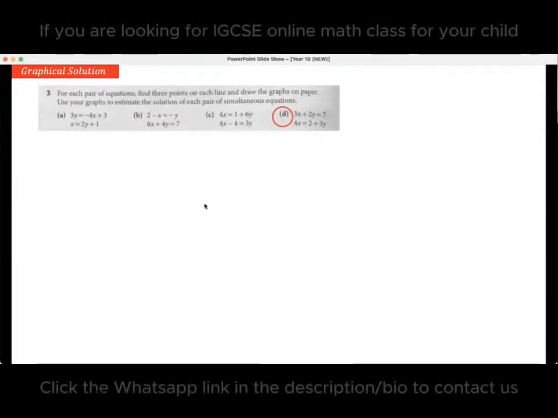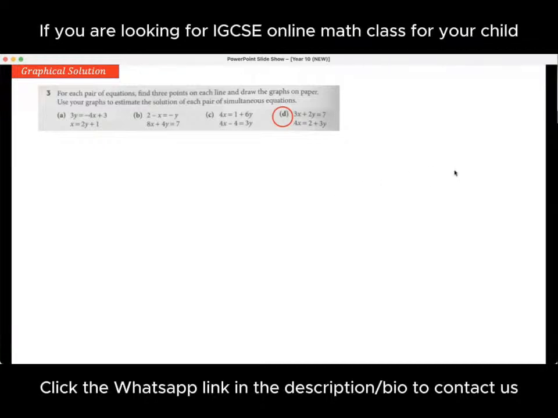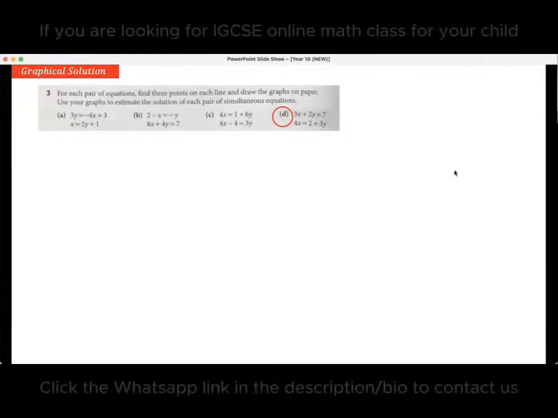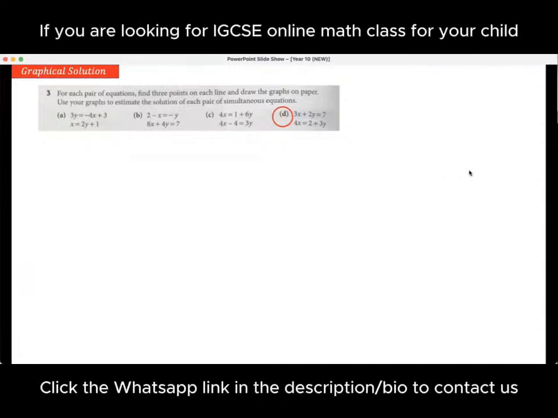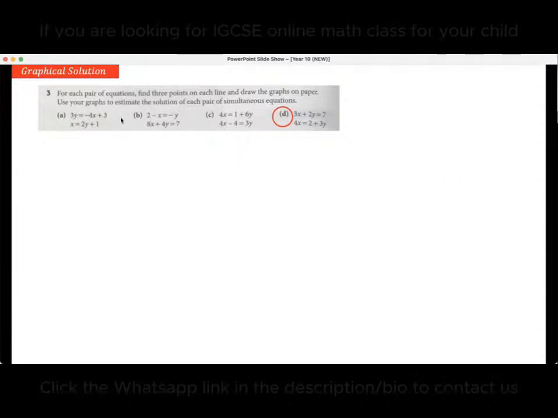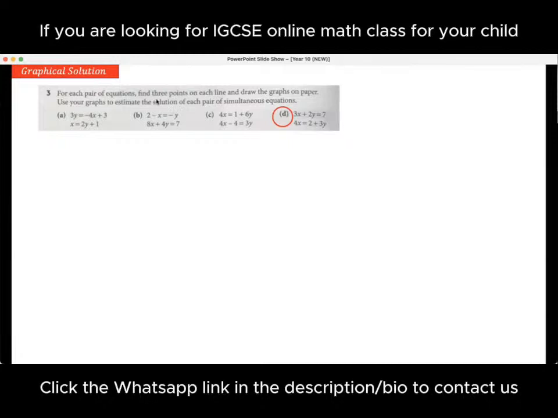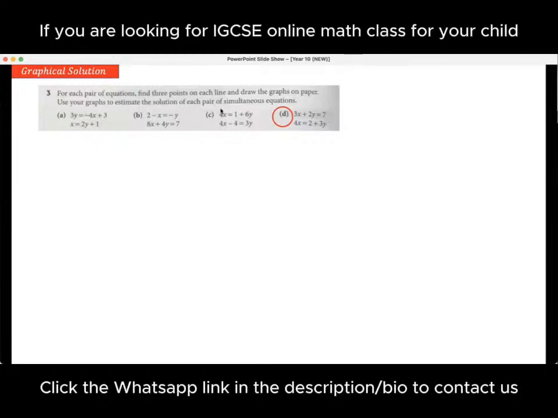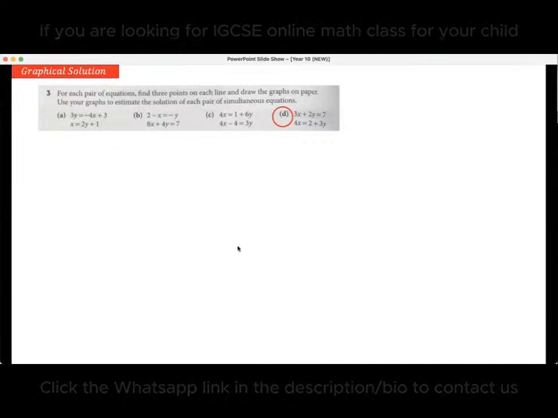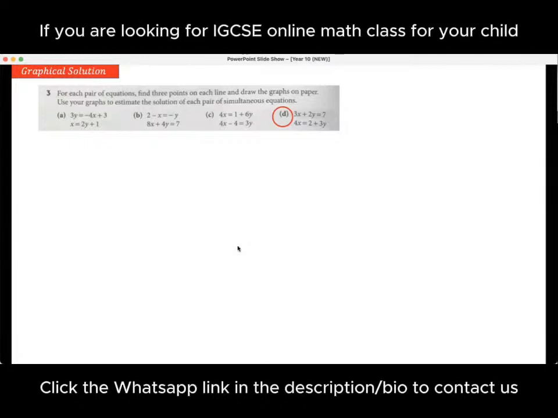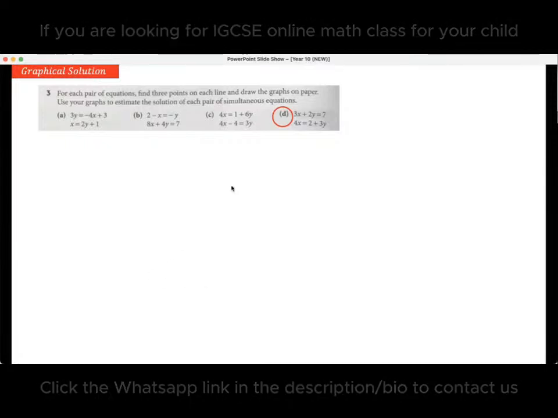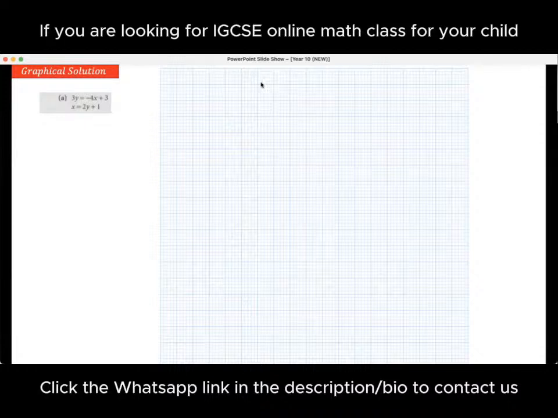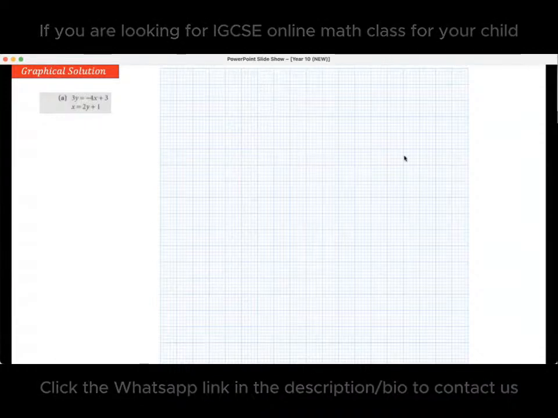Okay, those that I circle in red, you do it as your homework. We will discuss next class, next Friday. So for each pair of the equations, find 3 points on each line and draw the graph on the paper. Use your graph to estimate the solution for each pair of the solutions, for each simultaneous equations. Let's do question A.